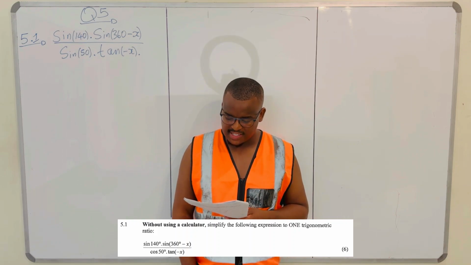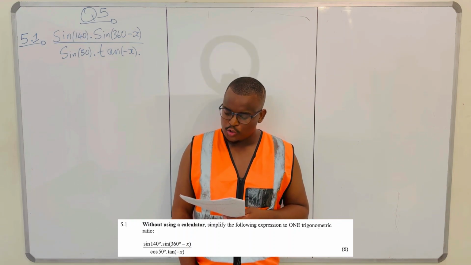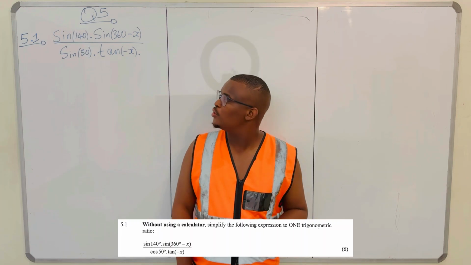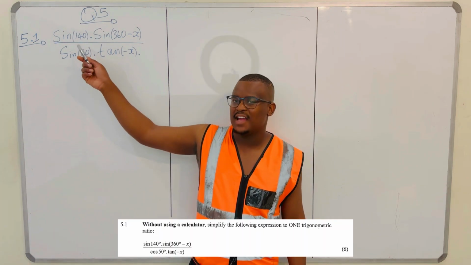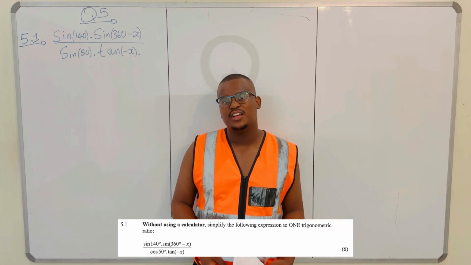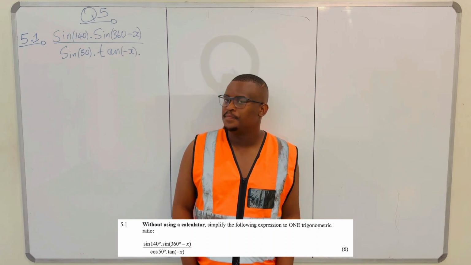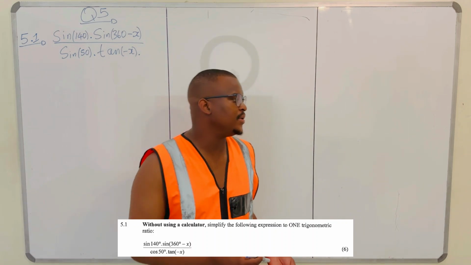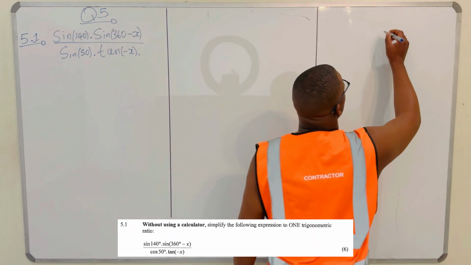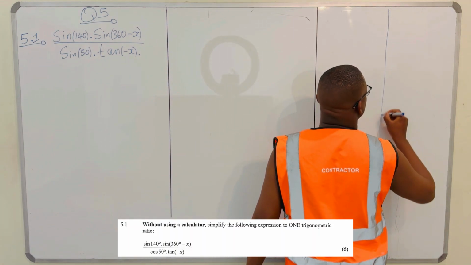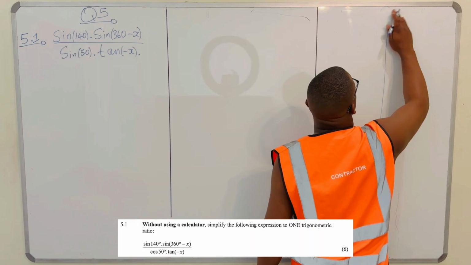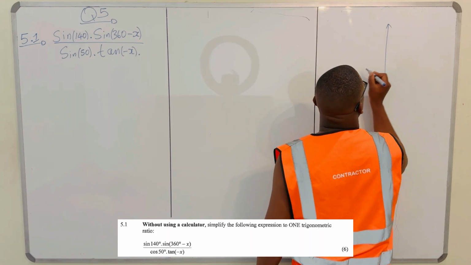Without using a calculator, simplify the following expression to one trigonometric ratio. So they've given you this expression here. They want you to simplify it to a single trigonometric ratio. That's what they want you to do. So in order to do this, this is what you need to be familiar with.